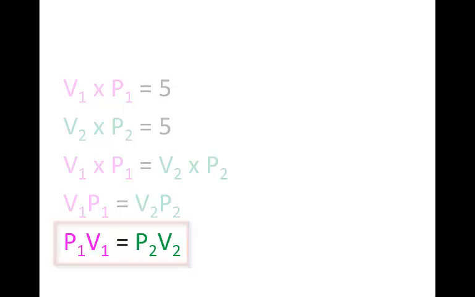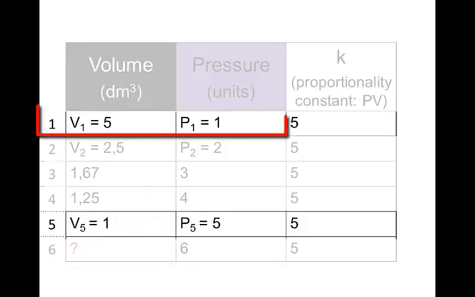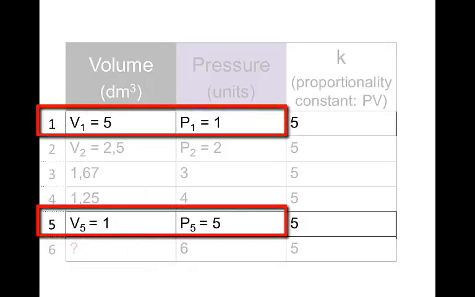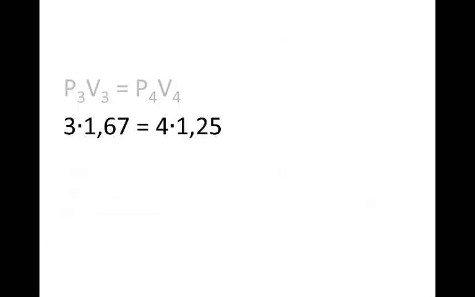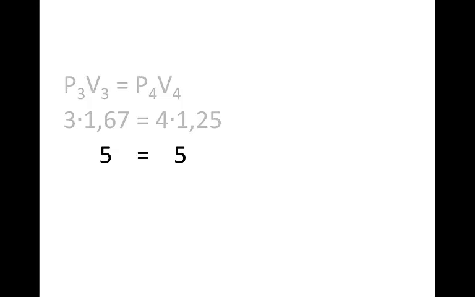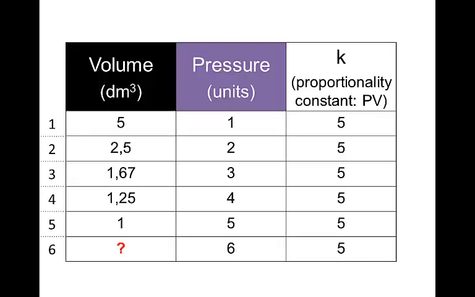So let's use this a little bit. Let's take lines 1 and 5 to check if it also works for other lines. P1 V1 also equals P5 V5. We can see both of those equal 5. 5 equals 5. What about lines 3 and 4? P3 V3 equals P4 V4. Substitute the values and you do the calculation. You'll see that each of them equals 5. 5 does always equal 5. So using this equation, let's solve for the unknown value.